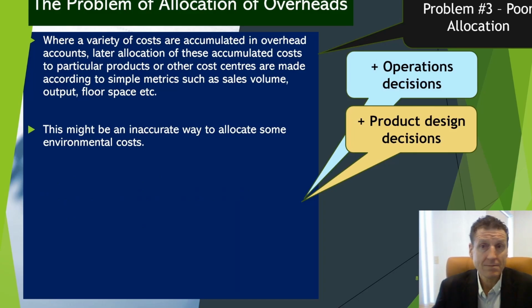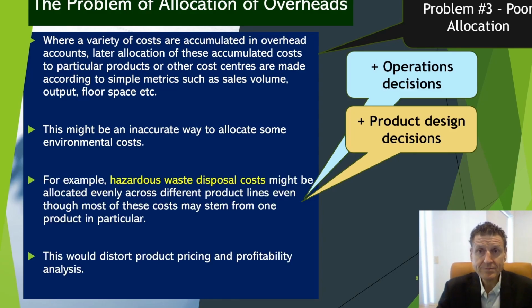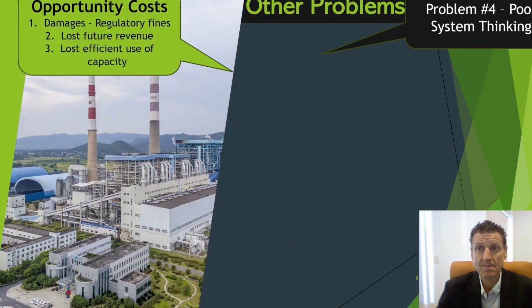Okay, all right. So what else can we learn? As a summary of just what I said, this would distort the product pricing and profitability analysis. All right, other problems. Problem 4, and that is poor systems thinking. What do we mean here?